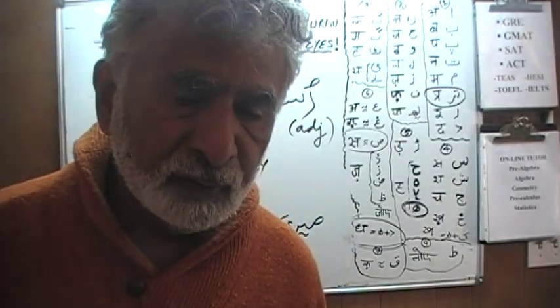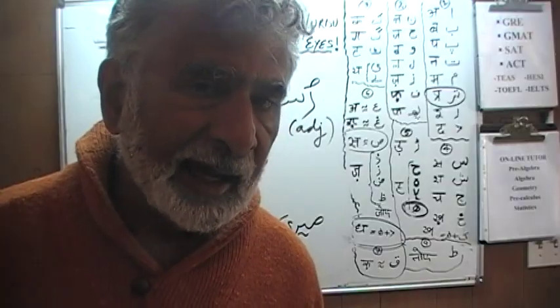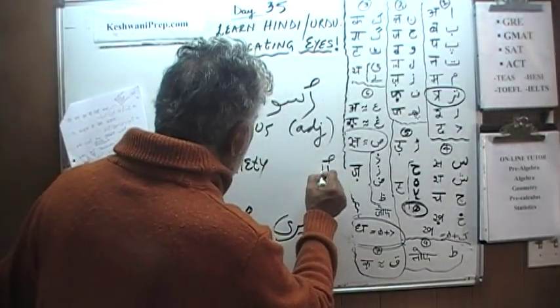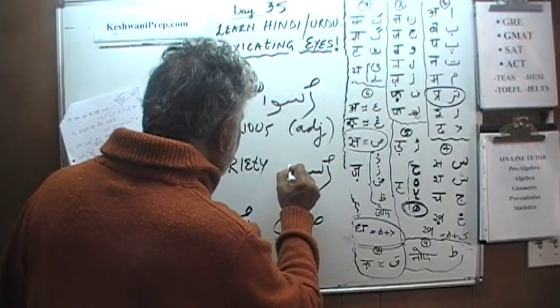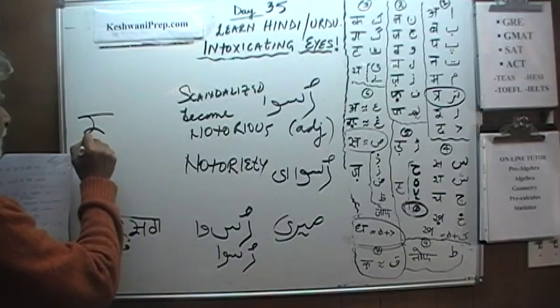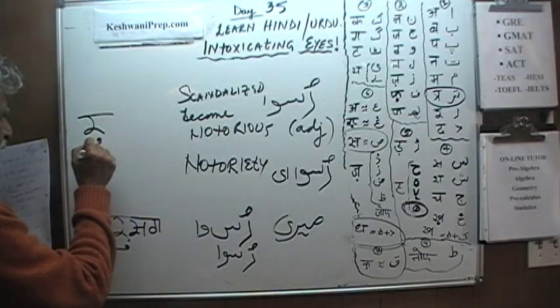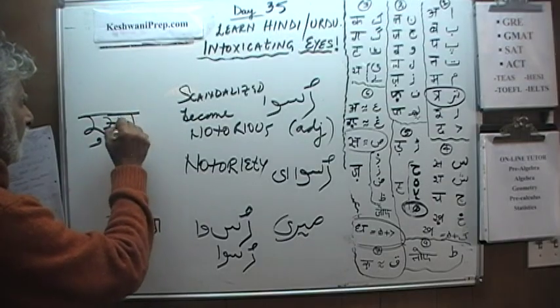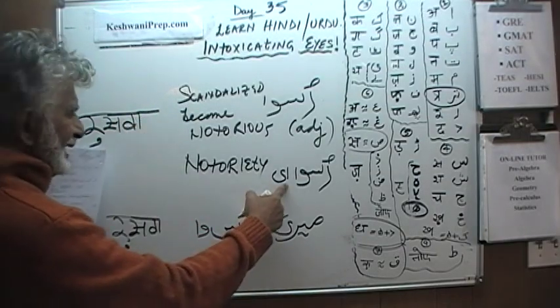Ruswa is the adjective. One who is Ruswa has Ruswa-i. Ruswa-i. Again, I'm going to continue doing my stupid thing here because that's the only way I know how to write it. Rus-wa and then badi ki matra.